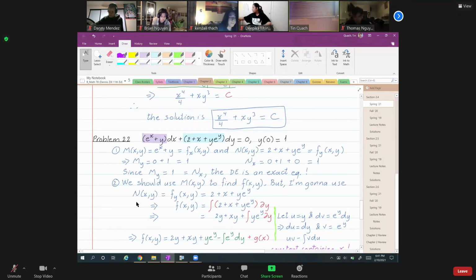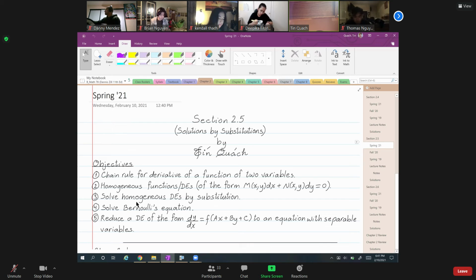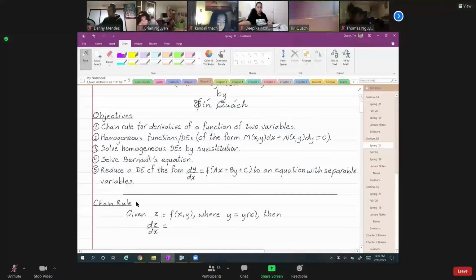Okay, so let's go to section 2.5 now. So 2.5 is another technique of solving first order linear differential equations. And we say we solve it by substitutions. Okay, so there are different ways to substitute. So you just need to know when to substitute what, to get a solution.